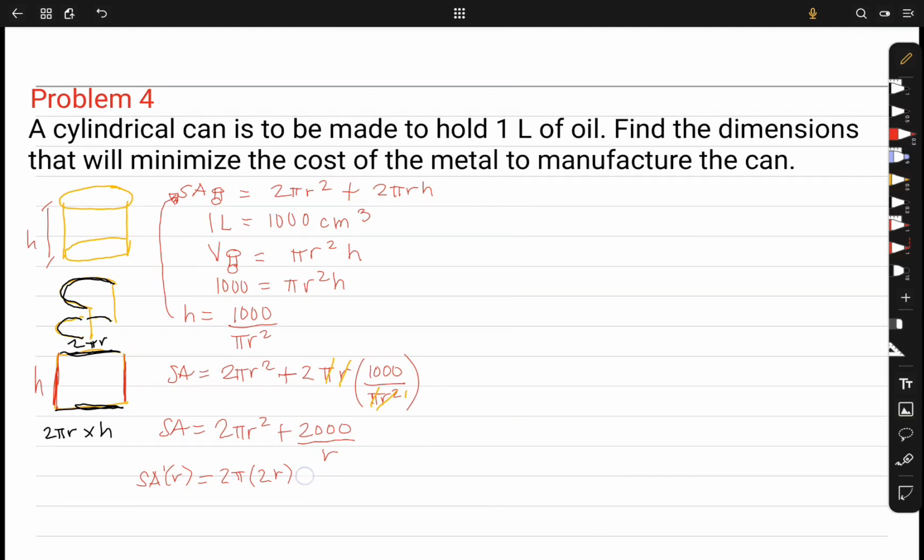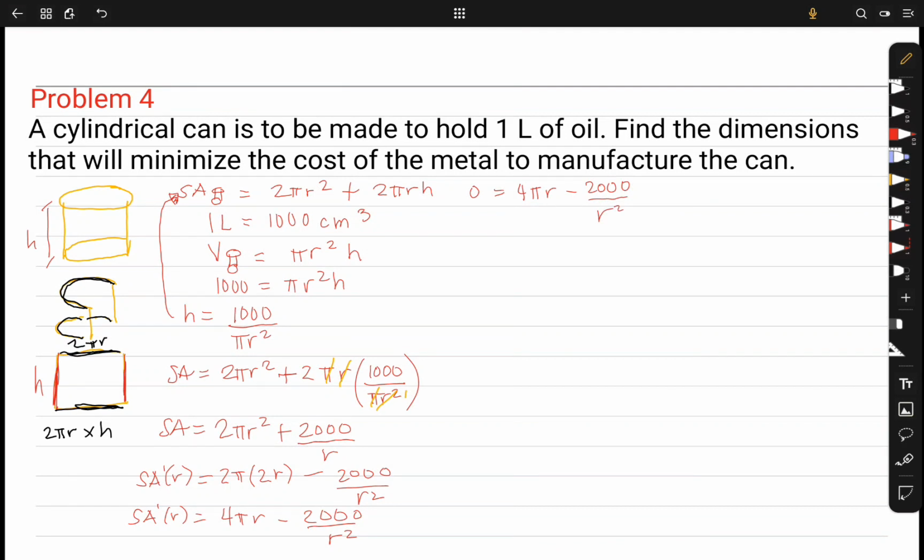So, that would be negative 2,000 all over r squared. So, with respect to r, that is 4 pi r minus 2,000 over r squared. So, after we differentiate, we equate it to 0. So, 0 is equal to 4 pi r minus 2,000 over r squared.